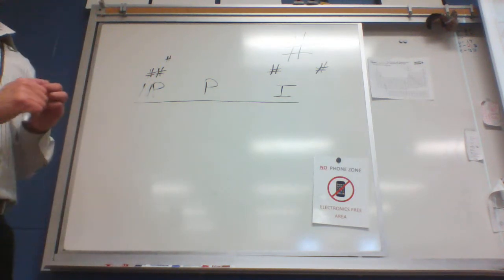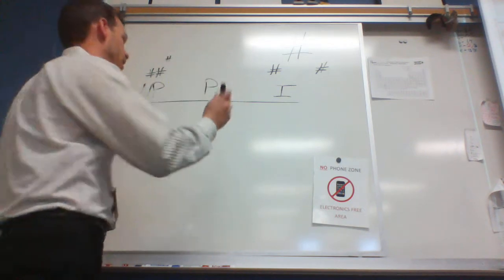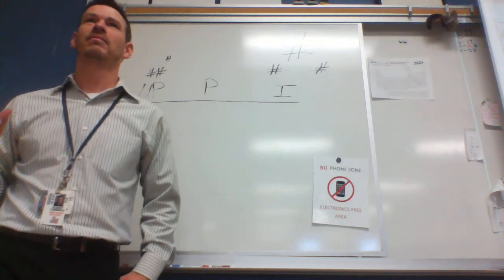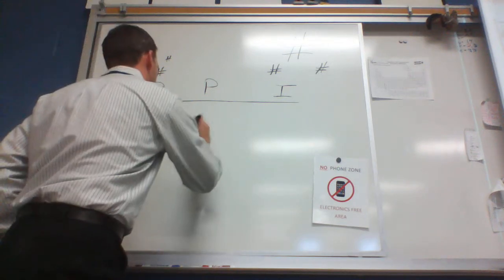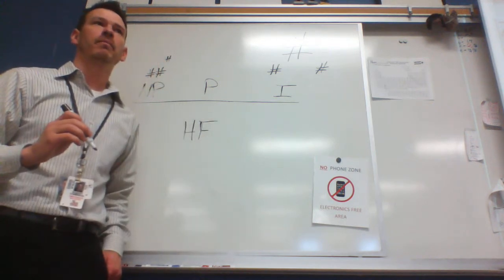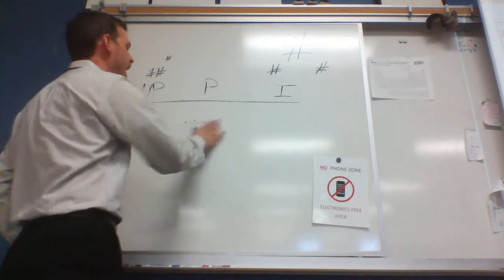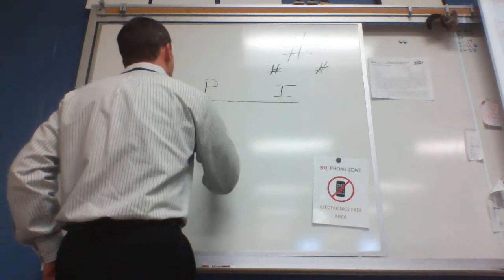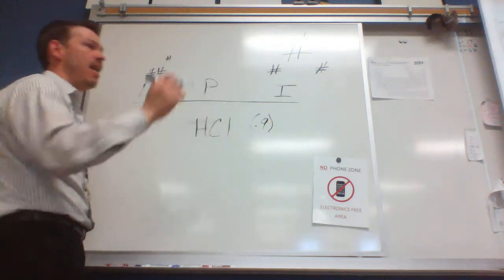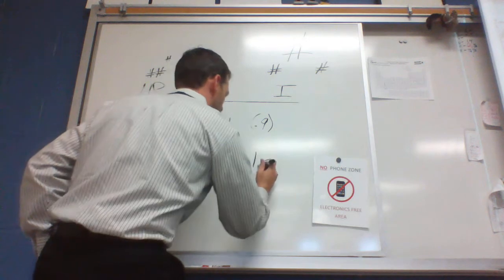5-1. Who did you say was the most covalent? HF. Do y'all agree or disagree? I disagree. I say HCl. So the HCl only has a difference of what? 0.9. Yes. And then the HF has a difference of what? 1.9. Yes.